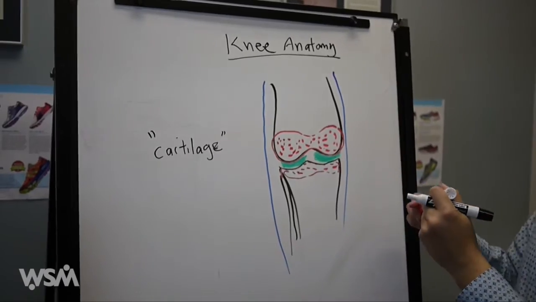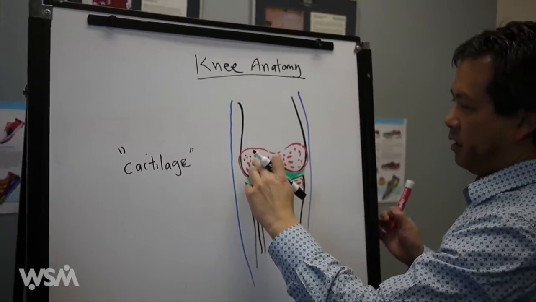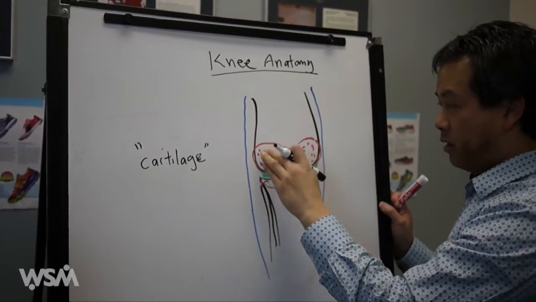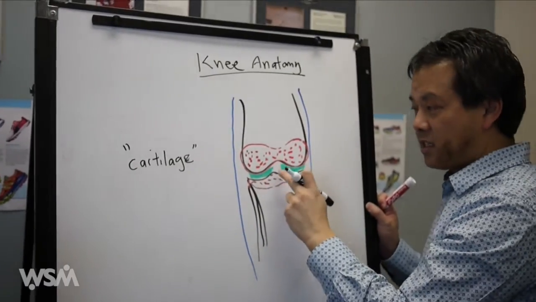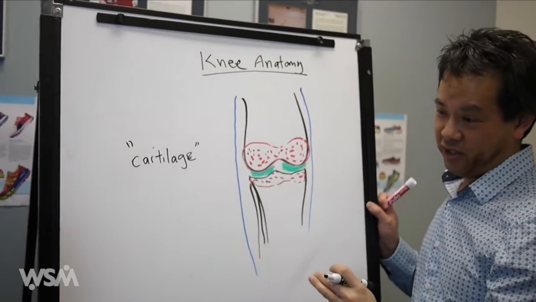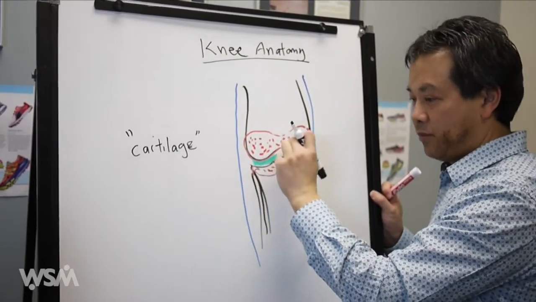So, by definition, this is what's called articular cartilage, or a cartilage that belongs to the bones. The meniscus, some people refer to it as meniscus cartilage. I call it the shock absorbing pad.